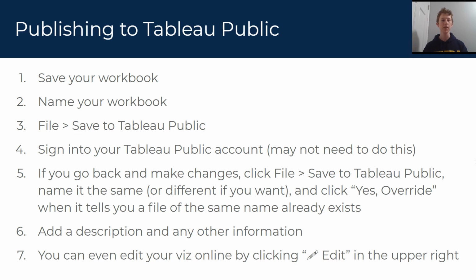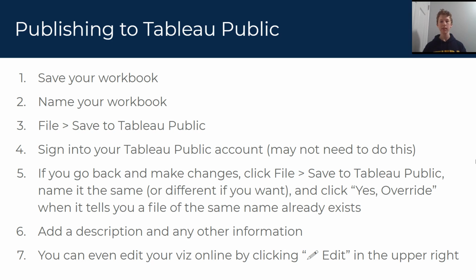So to publish to Tableau, first you have to save your workbook and name it, and then you go to File, Save to Tableau Public, and then sign into your account. But if you're already signed in, you might not have to do this. It really depends. And then if you decide to go back and make changes, you click File, Save to Tableau Public, name it the same, or if you want to name it different, you can.